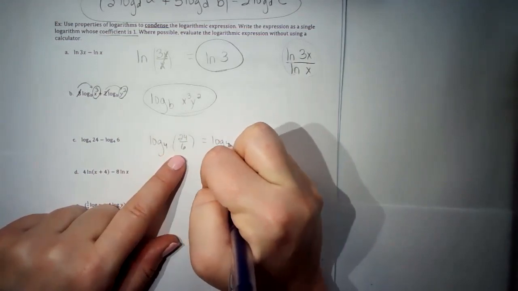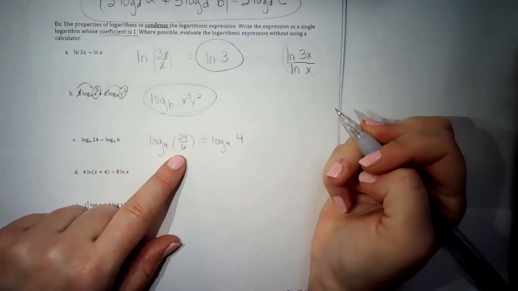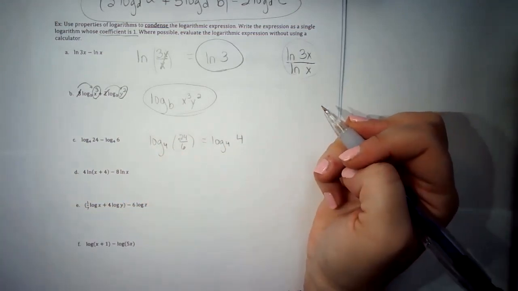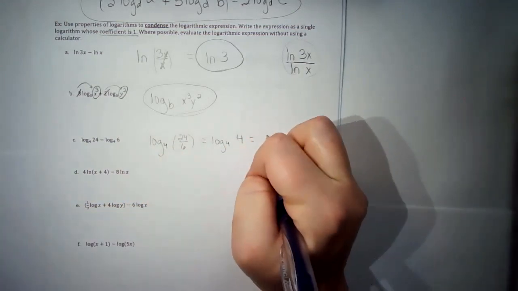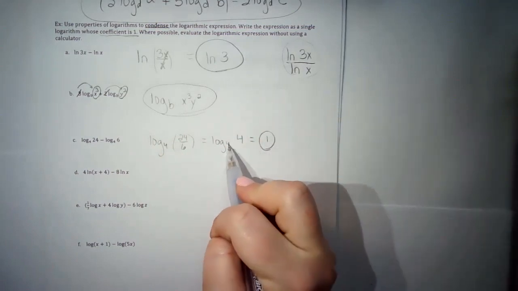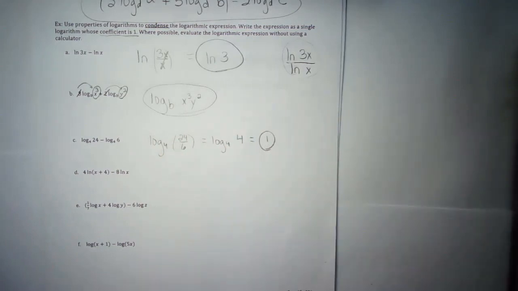So log base 4 of 4. What do we know about this situation? What does this turn into? It's just plain old 1, because remember, if these are the same, we go to 1. All right. Does that sound good?